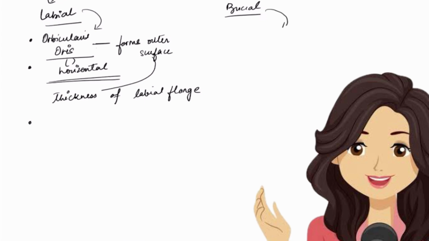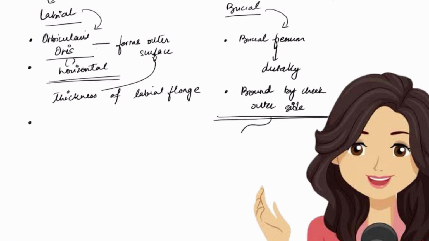If you look at our buccal vestibule, the buccal vestibule starts from the buccal frenum and goes to the distalmost aspect of the maxilla. So it starts with the buccal frenum and goes distally. Now, how is it bound? It is bound by the cheek on the outer side.